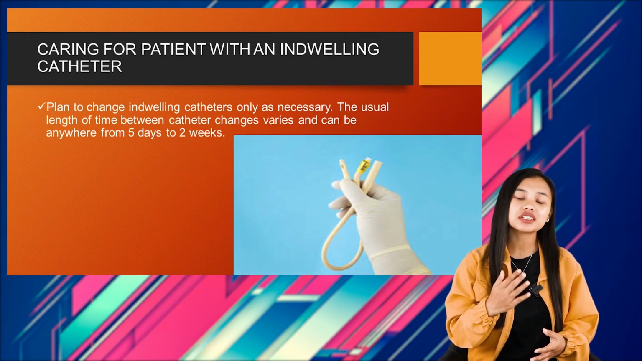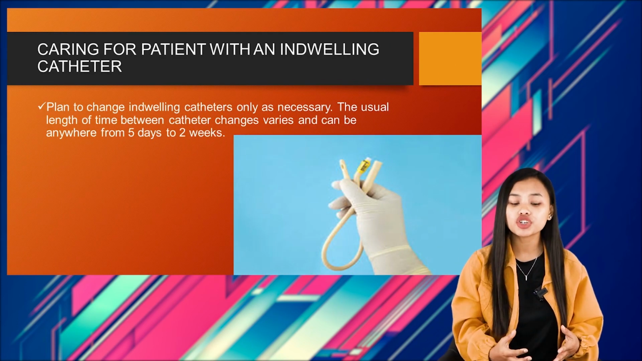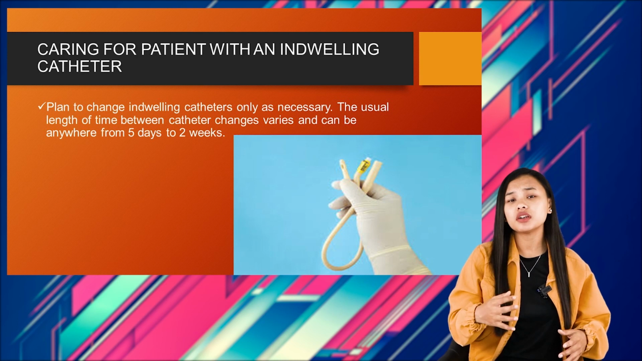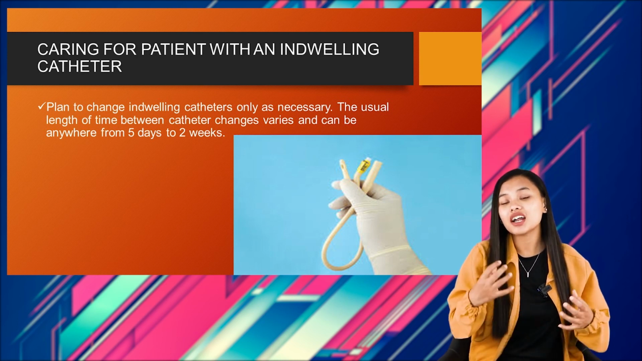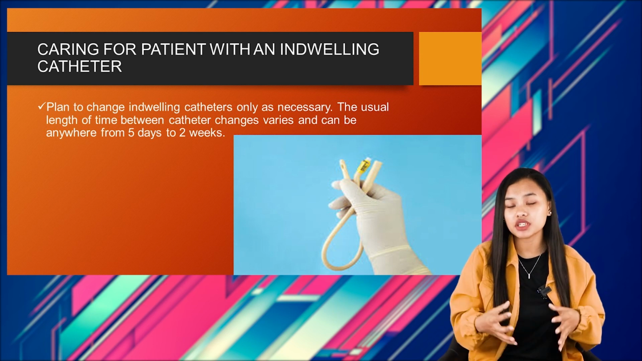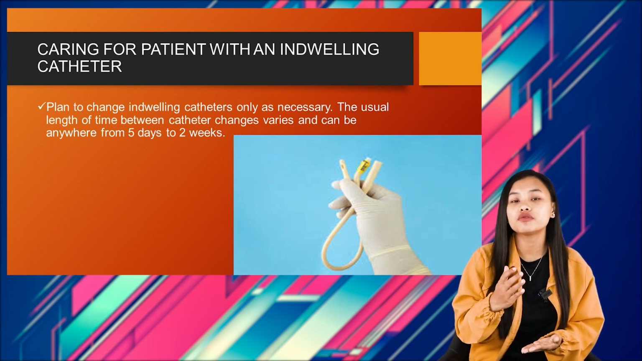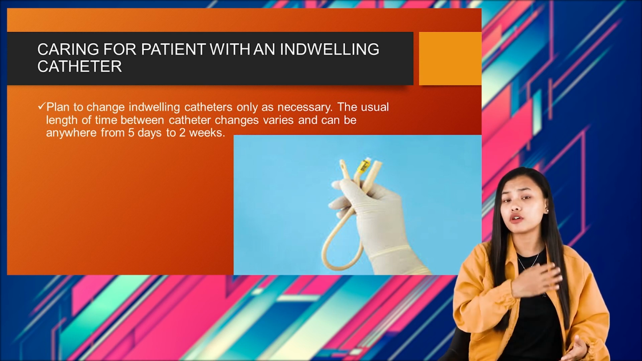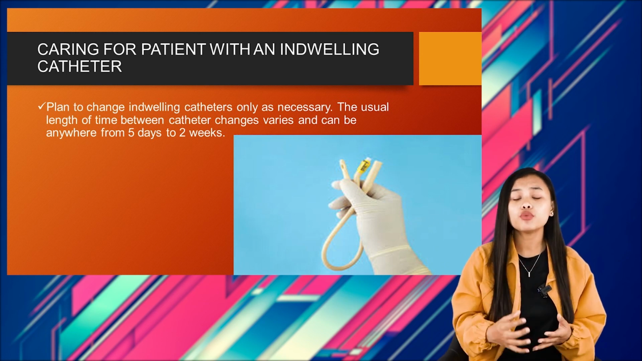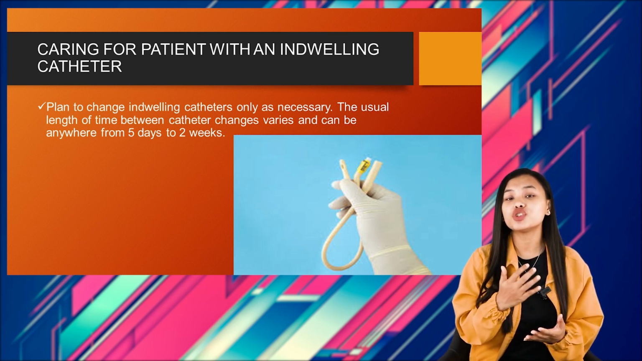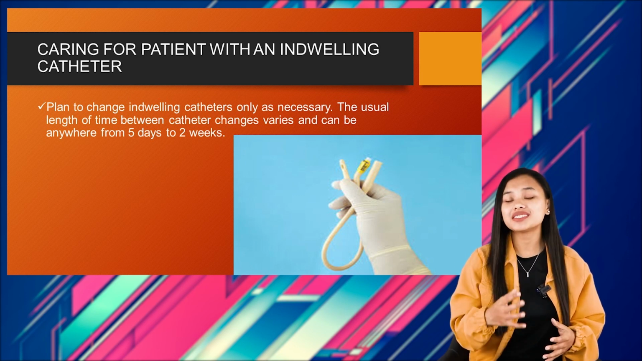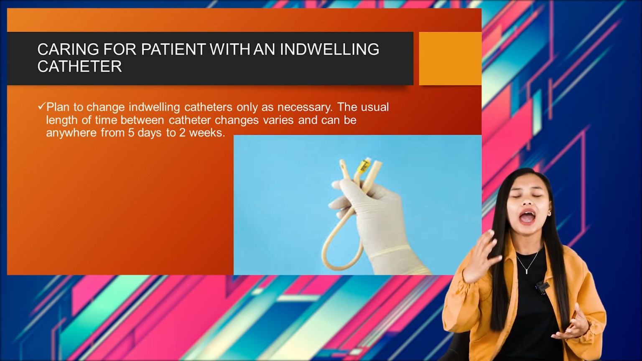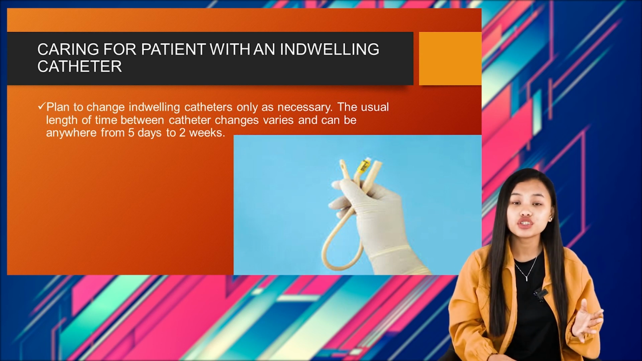And if a person is under an indwelling catheter, we must also plan to change the indwelling catheter as necessary, because this indwelling catheter will be provided until the person is able to void by himself, or until a person is able to void voluntarily. So we cannot expect that we can provide the same catheter for a week or even a month. We must change this indwelling catheter as necessary, because the usual time length for the catheter to be changed may vary and can be anywhere from 5 days to 2 weeks.